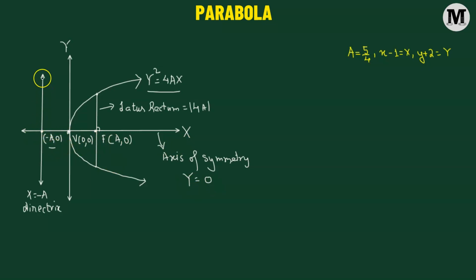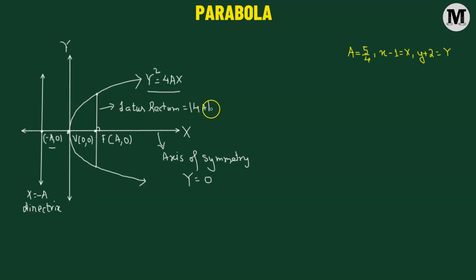Then on the axis of symmetry line, we consider another point with the coordinates negative a comma 0, and through this point we are going to pass a line which is perpendicular to the axis of symmetry line, and this line is referred to as the directrix. Then the equation of the line is going to be x equals negative a, since it is parallel to the y-axis. And then we have another straight line which is passing through the focus of the parabola, and it is perpendicular to the axis of symmetry line with its endpoints on the parabola.